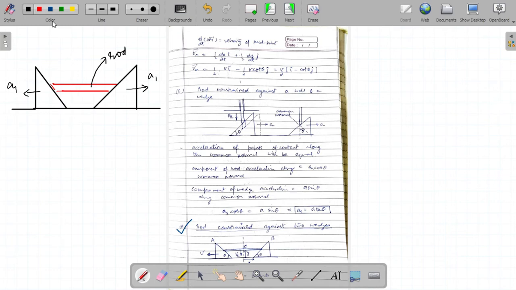So let's say the angle of inclination of both the wedges is theta, and both the wedges are going away with the accelerations a1, a1. The rod is coming down with an acceleration a2. So what would be the relation between a2, a1 and a1?